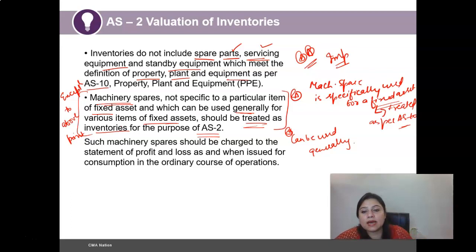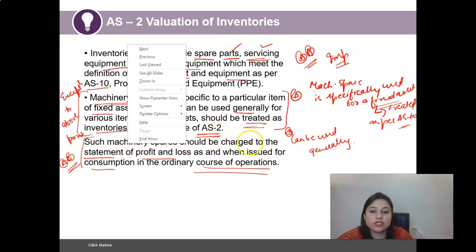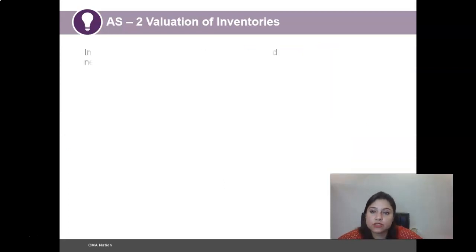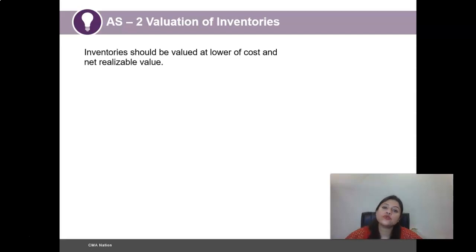So in case 2, such machinery spares will be charged to the statement of profit and loss as and when issued for consumption in the ordinary course of operations. Again, an important point: if you value such inventories for the purpose of AS2, such machinery spares would be charged to the statement of profit and loss as and when issued for consumption in the ordinary course of operations. So now, how should we be valuing?